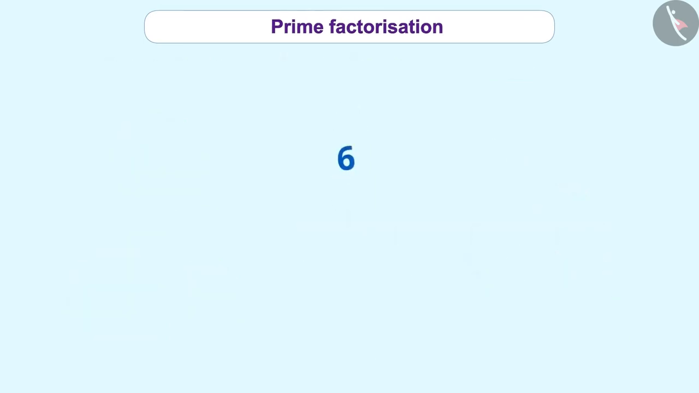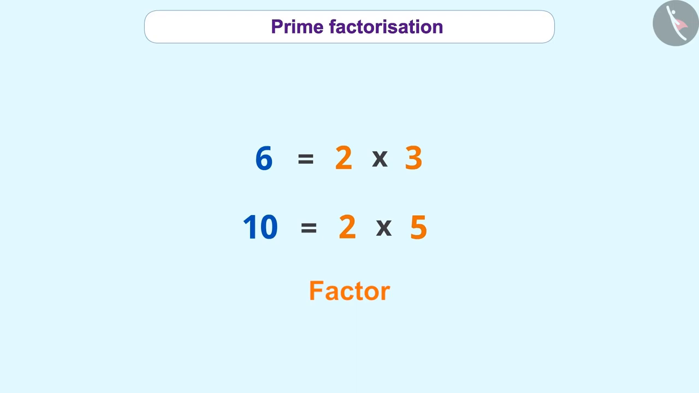Let us consider number 6. It is formed by the multiplication of 2 and 3. Similarly, if we consider number 10, it is formed by the multiplication of 2 and 5. Such numbers whose multiplication gives the number itself are called the factors of that number.